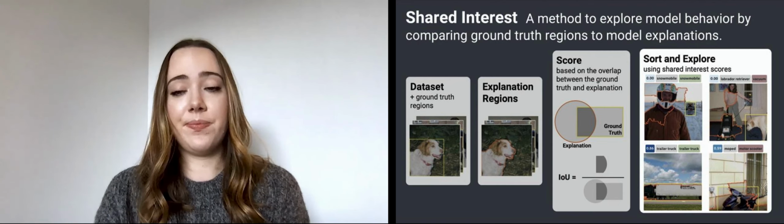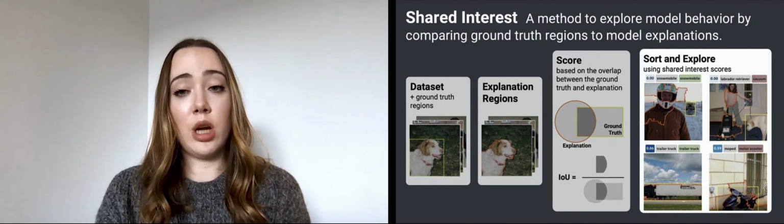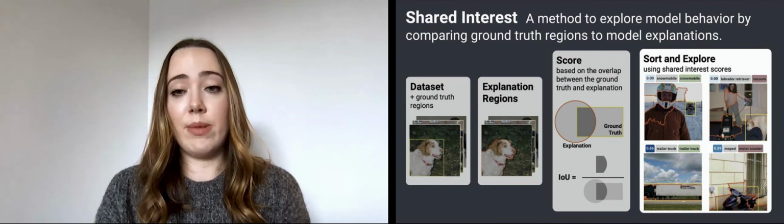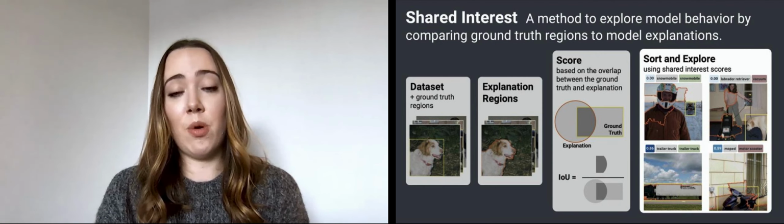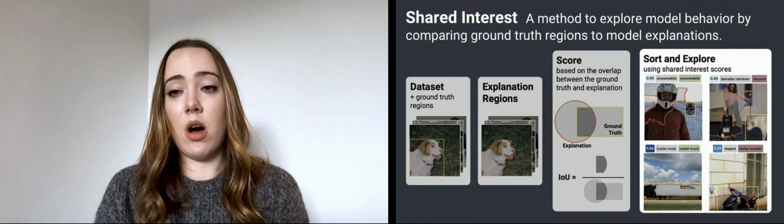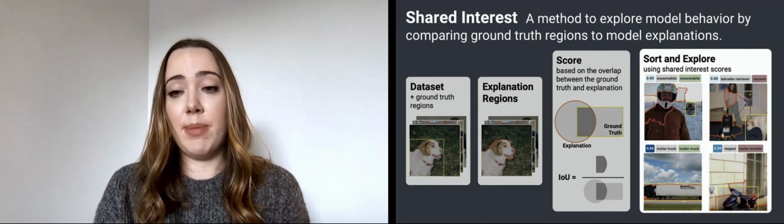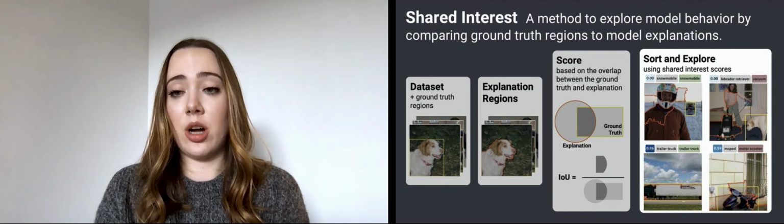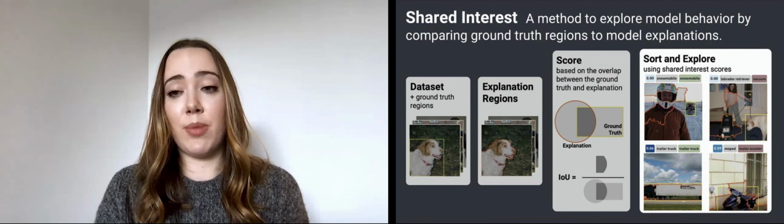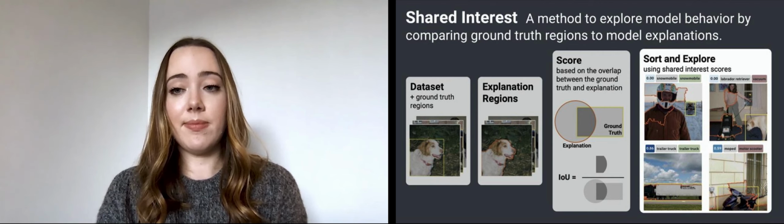So for instance, in the top row, we show images that have low shared interest scores. And we see our snowmobile example from before immediately pops out with a score of 0. On the right-hand side, we see an example where the ground truth region and explanation regions are disjoint, but this time our model has latched on to a secondary object in the frame. Now, this may be surprising if we only expected our images to contain single objects.